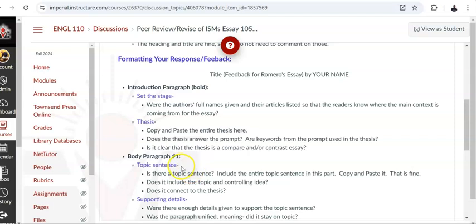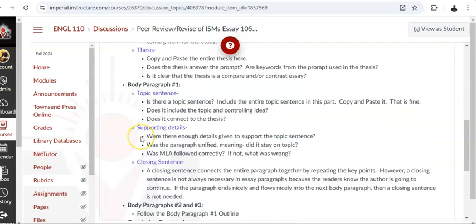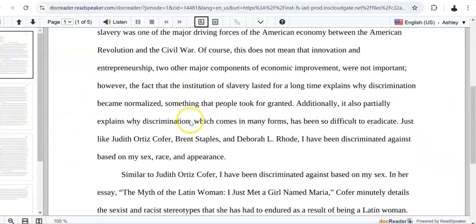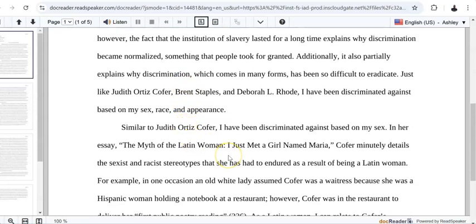Then you're going to go to body paragraph 1, and when you look at body paragraph 1, you're going to copy and paste the topic sentence here, and then you're going to do the supporting details and whether there was a closing sentence. So let's go over and look at body paragraph 1. So we know this is the introduction paragraph, and then body paragraph 1. Remember, body paragraphs have the supporting details. So you'll have your intro, all your body paragraphs, and then your closing paragraph or your conclusion paragraph.